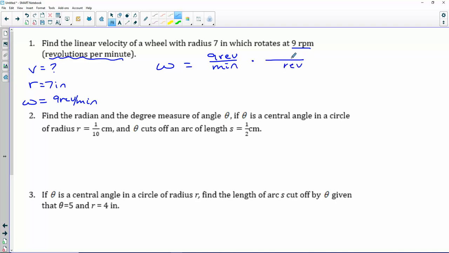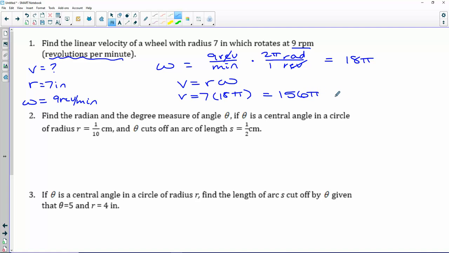So we need to get rid of revolutions, we want radians. So we know there are 2 pi radians in 1 revolution. So 9 times 2 pi is 18 pi. So now we have omega, and we were trying to find v, so now we can do v equals r omega. So you always have to get it in radians first. So 7 times 18 pi would be 156 pi. My units: radius was in inches, time is in minutes.